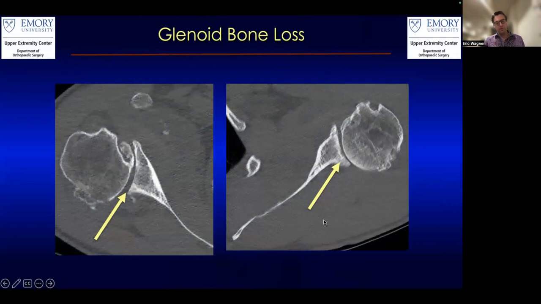Another example, so posterior wear. So this is like a B3. You're wearing away the whole backside of the glenoid here. So this is a posterior subluxation, posterior wear of the glenoid. You can see that triangle is completely gone. You're missing a large portion of the backside of that triangle.